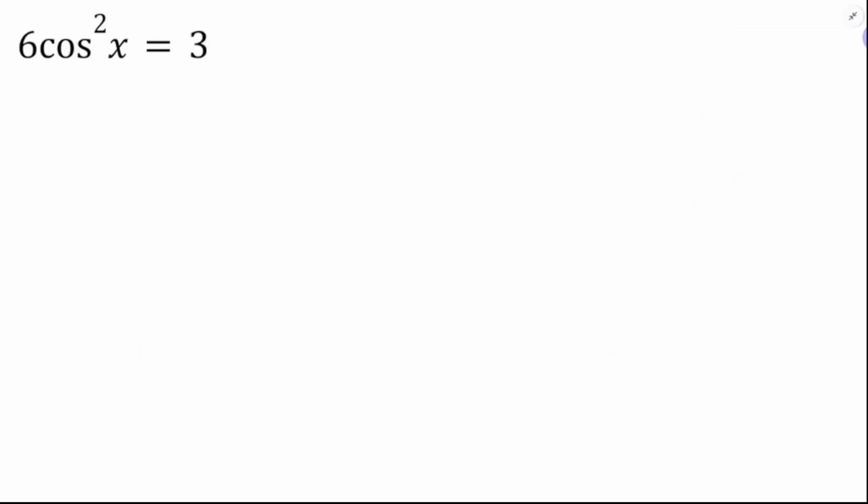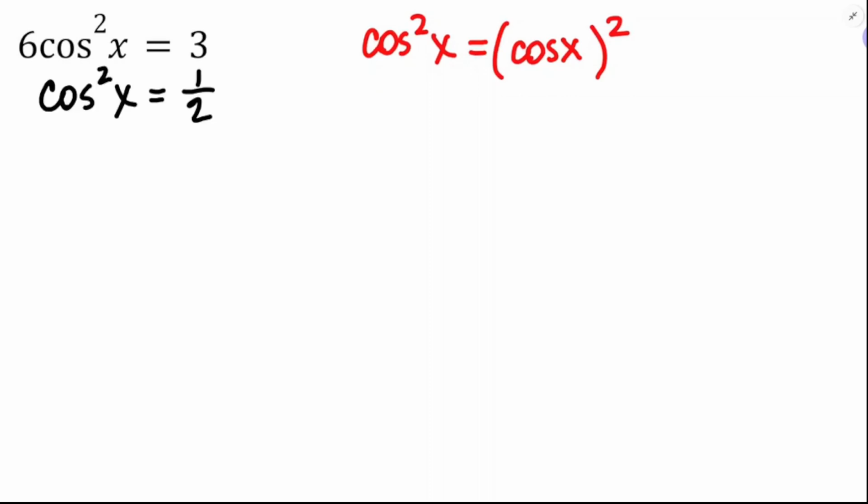Next one is 6 cosine squared x equals 3. So again, we're trying to solve for cosine x and then figure out what x is, using the unit circle. So just like the other one, cosine squared x means take the cosine and then square it. So I'm going to first solve for cosine squared x by dividing both sides by 6. And say cosine squared x is 3/6, which is a half. And then I'll rewrite that as the cosine of x taken to the second power.